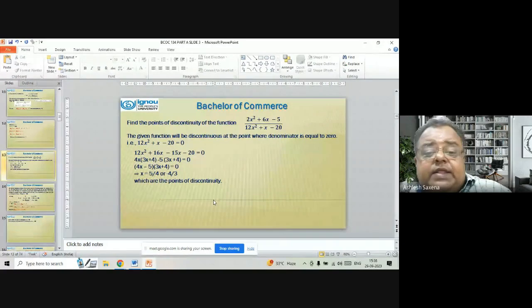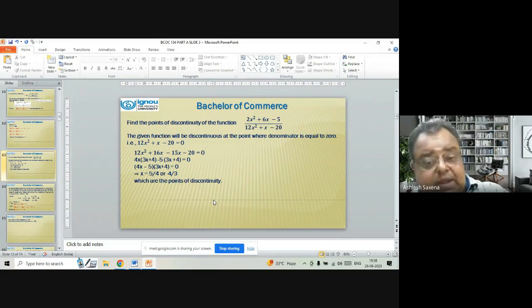Now, we will be taking this 3x plus 4 common, and we will be left with 4x minus 5. We will be equating it to 0. So we are going to get x is equal to 5 by 4 and x is equal to minus 4 by 3. That means we can say that the points x equal to 5 by 4 and minus 4 by 3 are the points of discontinuity. How to find the points of discontinuity? We have to equate the denominator to 0.